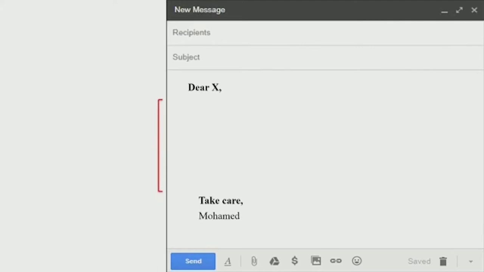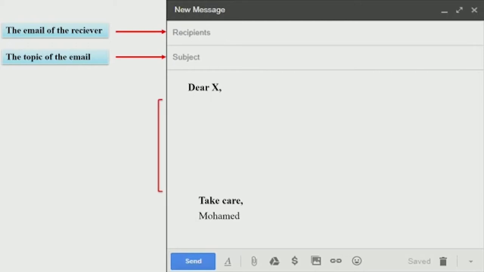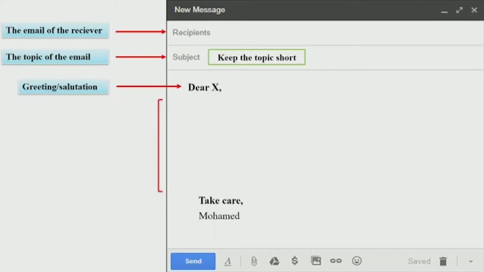So, just to remind you again of what we have in the email. So, this is the email, okay? So, we have first the recipient's email. Okay, so we have the email of the person who is going to receive the email. Nice. The second thing is the topic of the email. And remember, the topic should be short. Nice. And then we have a greeting or salutation, dear X, hi X, hello X. Because this is your friend, it's okay to use these. And next we have the body. The body is the message, the thing you want to tell your friend, okay?